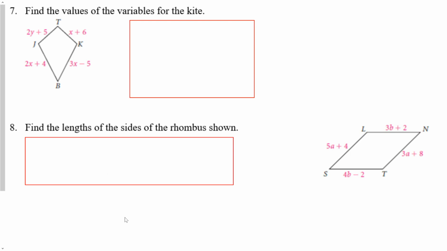The last couple of things we have is we are just using the definitions of our polygons, our quadrilaterals here, to find the values of some variables in different shapes. So in number 7, we have a kite. So if you need to, look back at the definition of a kite and try to determine how you would figure out the values of x and y, and then go ahead and actually solve those.